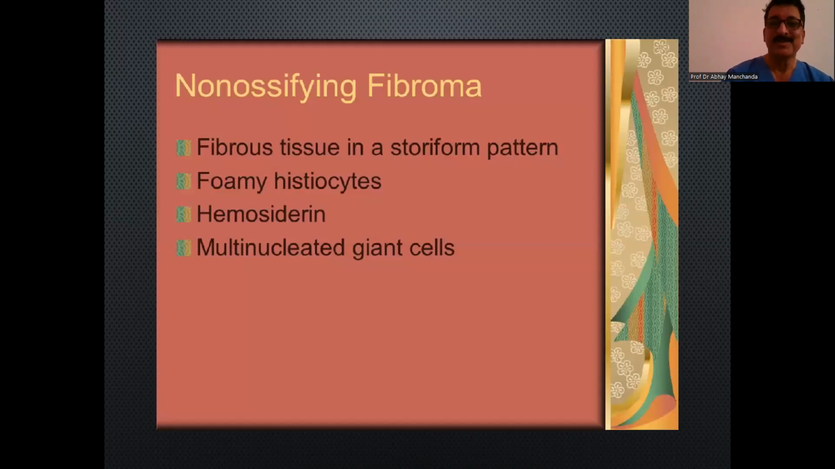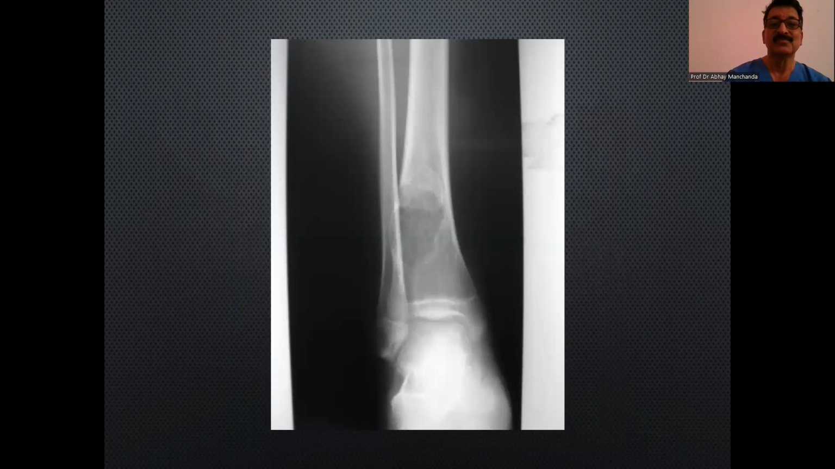Multinucleated giant cells can also be seen. This is non-ossifying fibroma, lytic lesion, narrow zone of transition, cortex has not expanded.